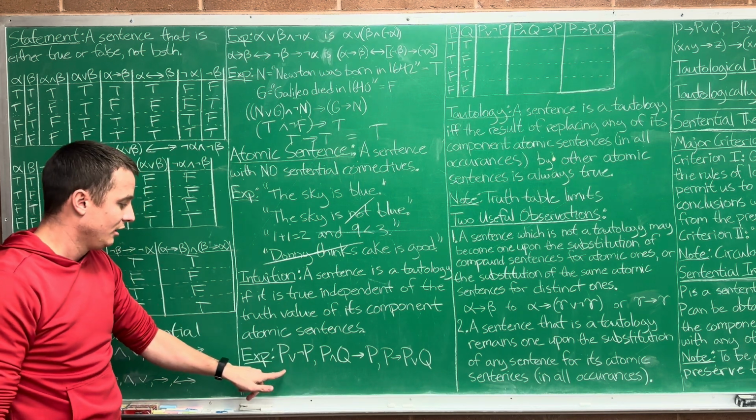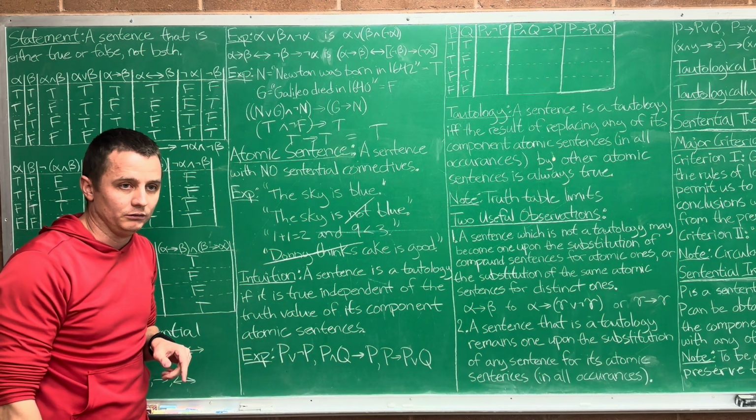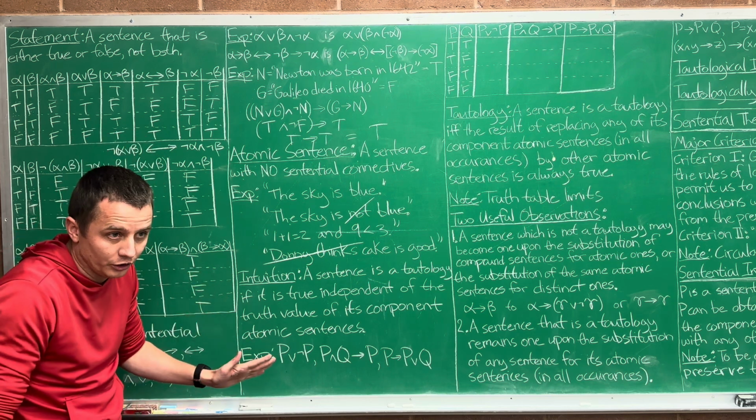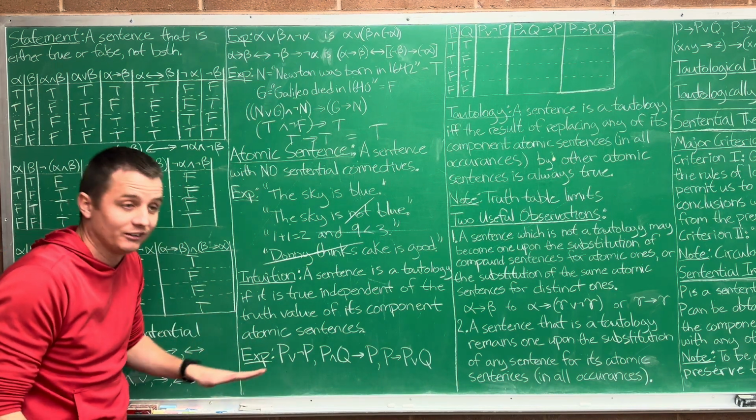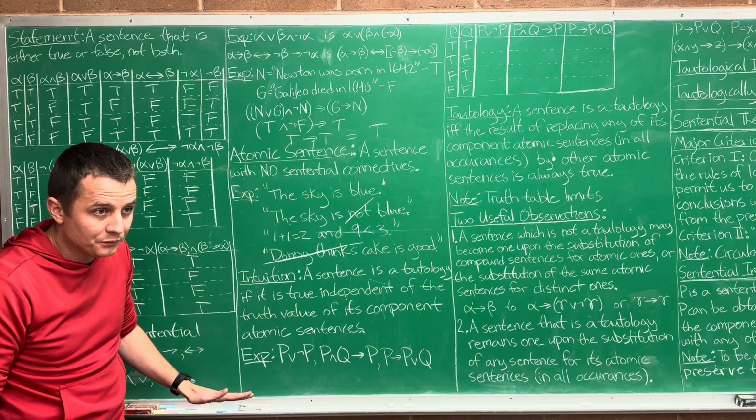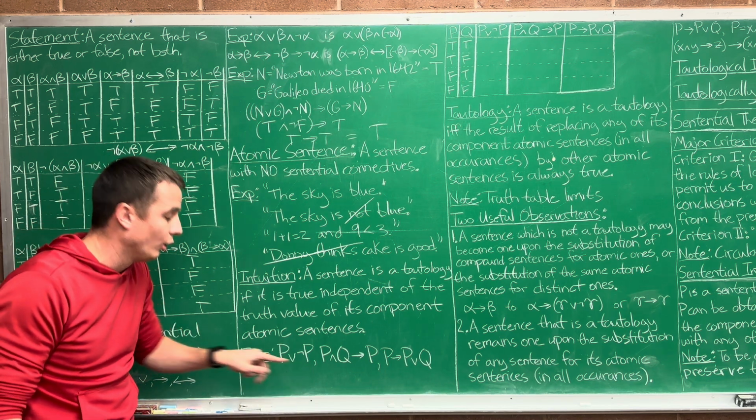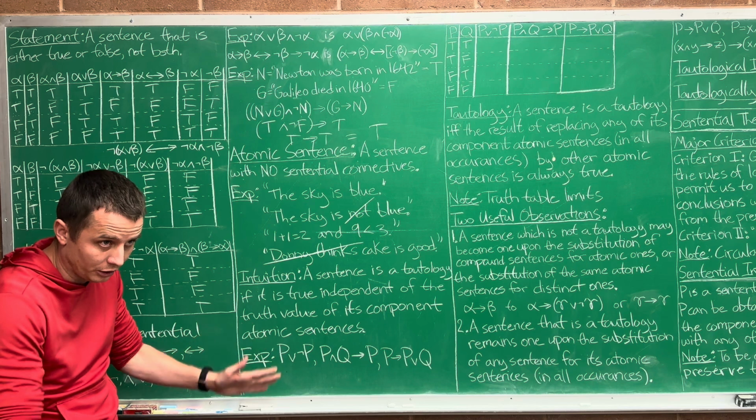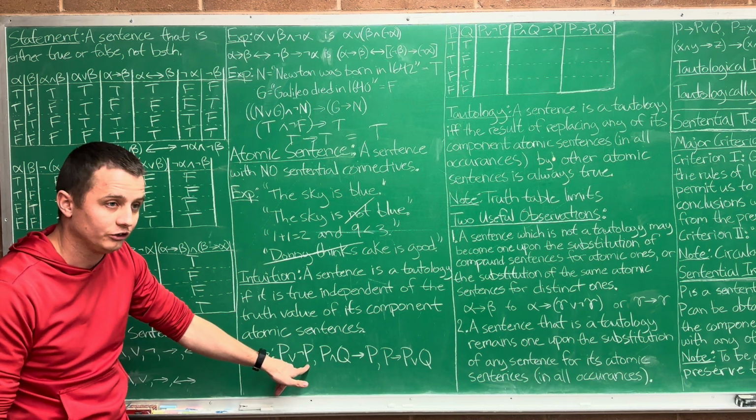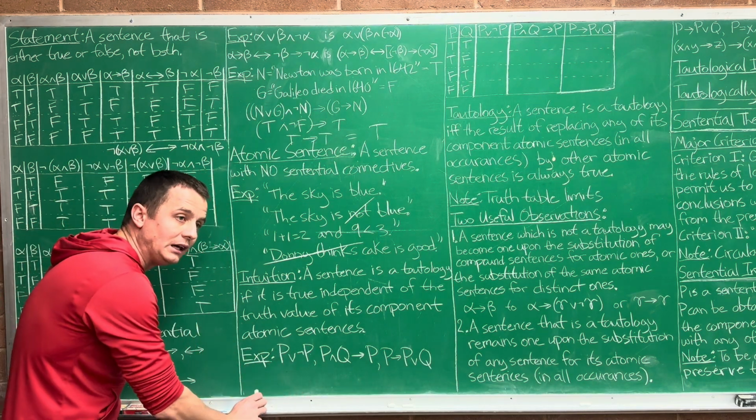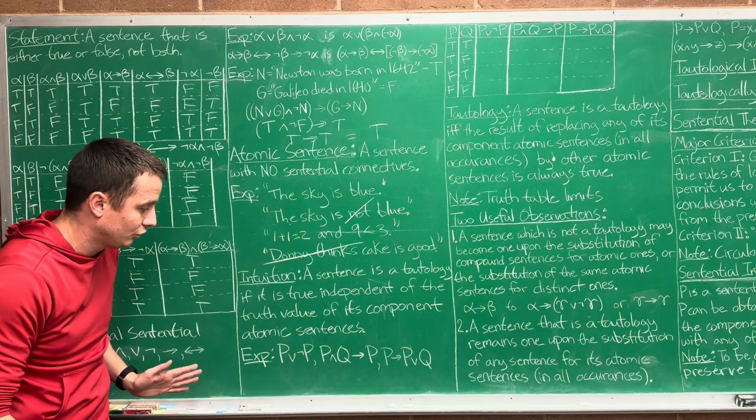I tell you, the sky's blue or the sky's not blue. That's always true, regardless of whether or not the sentence, the sky's blue, is true or false. I say 2 plus 2 equals 19 or 2 plus 2 does not equal 19. That's true. So this is going to be a tautology. No matter the truth or falsity of P, this whole thing can be evaluated to true.